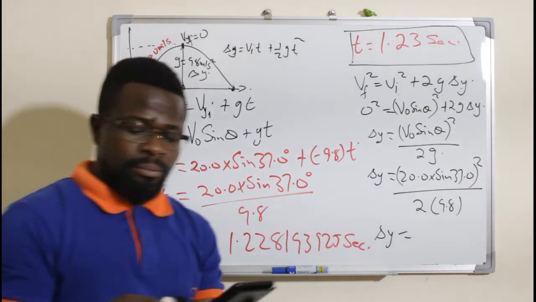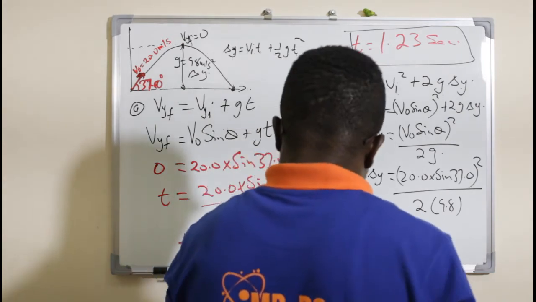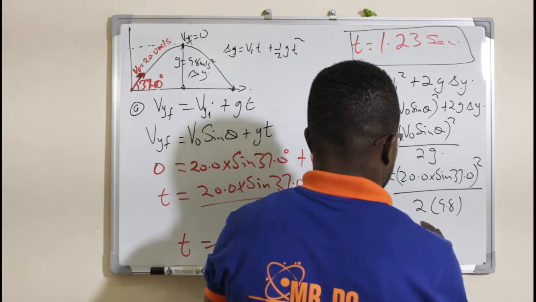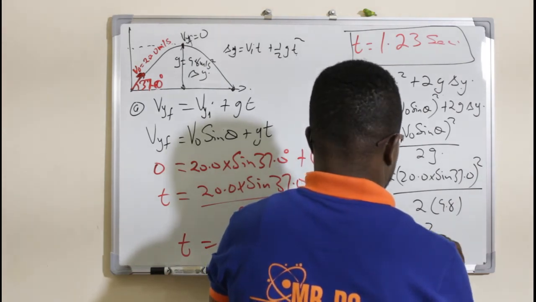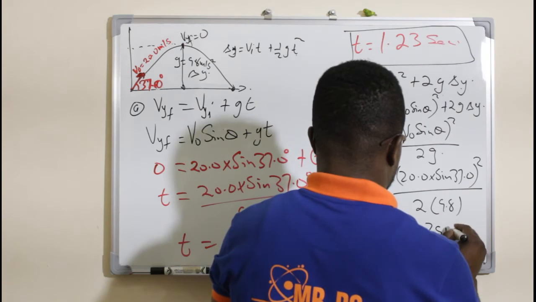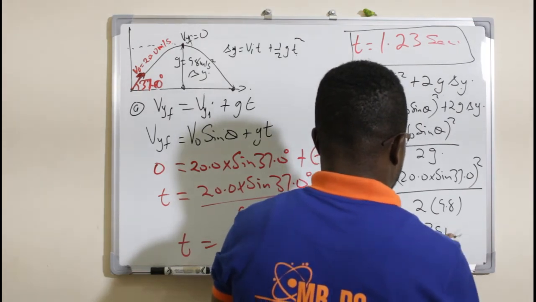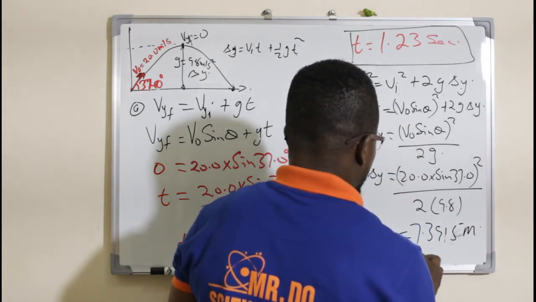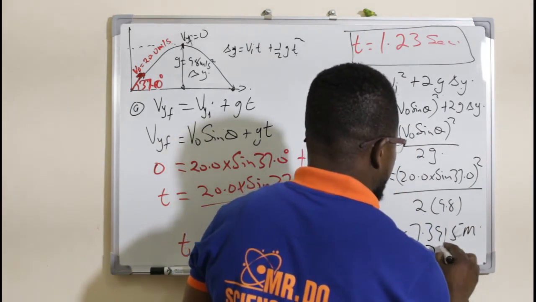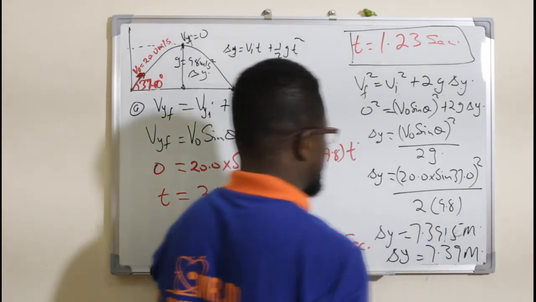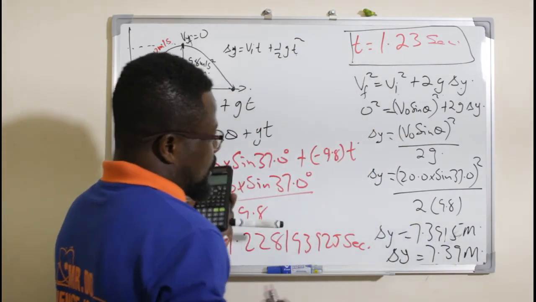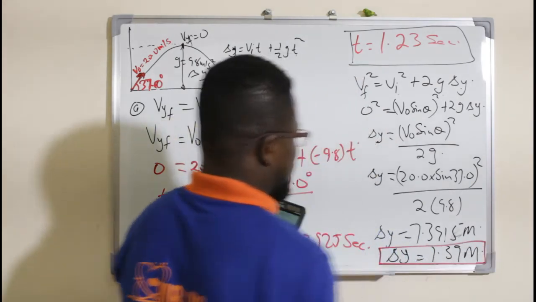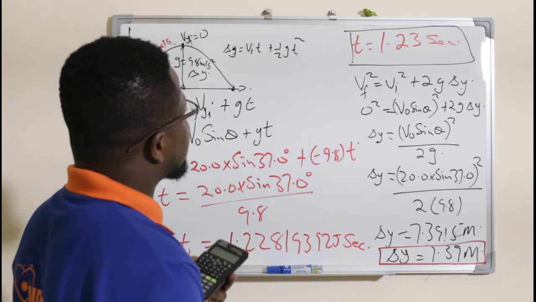Okay, good. So once we press that, we're going to have 7.3914. I can make it into just meters, and then in 2 decimal places, it will be 7.39 meters. So this is going to be what? The maximum height, the maximum height that the ball is going to reach.